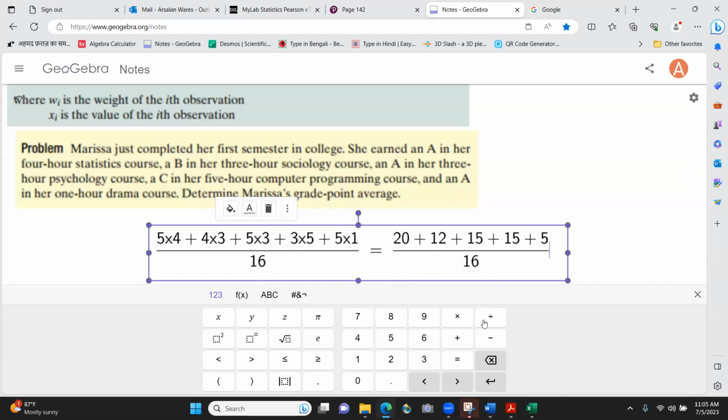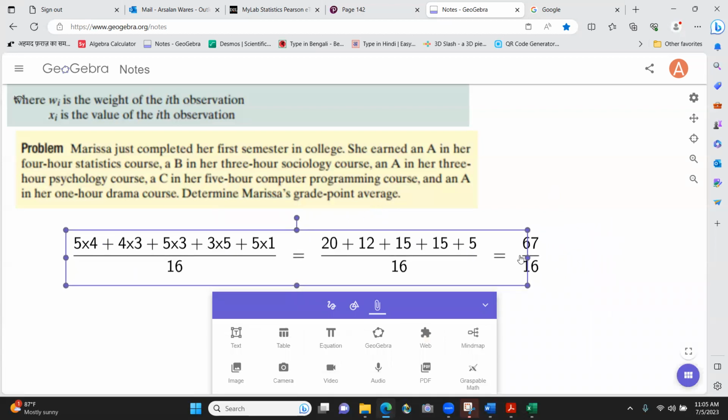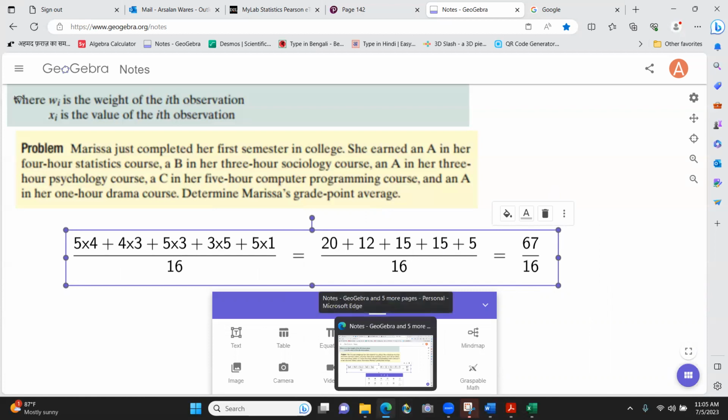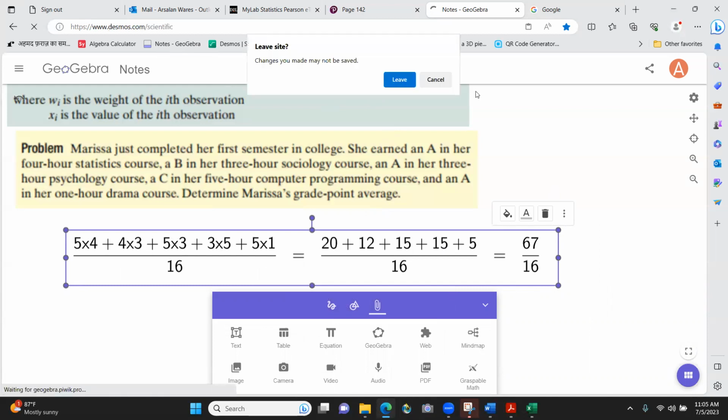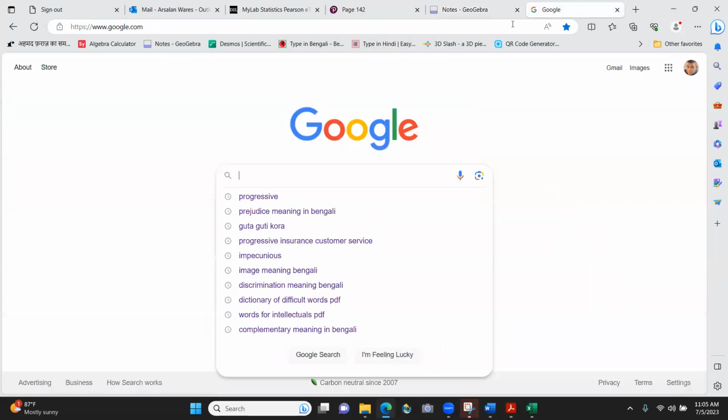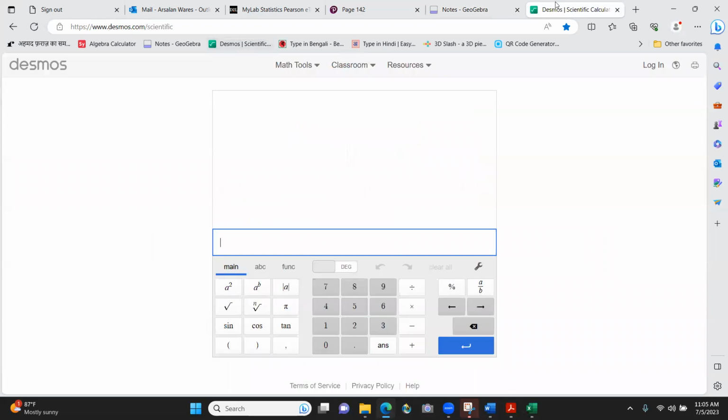And what does that turn out to be? 20, 35, 45, 55, 65, 67 is what I'm getting, divided by 16. I will check the answer, so don't worry. 67 divided by 16 is a weighted average. Why is it called weighted? Because the weight of the courses, how many hours they take, must be factored in.